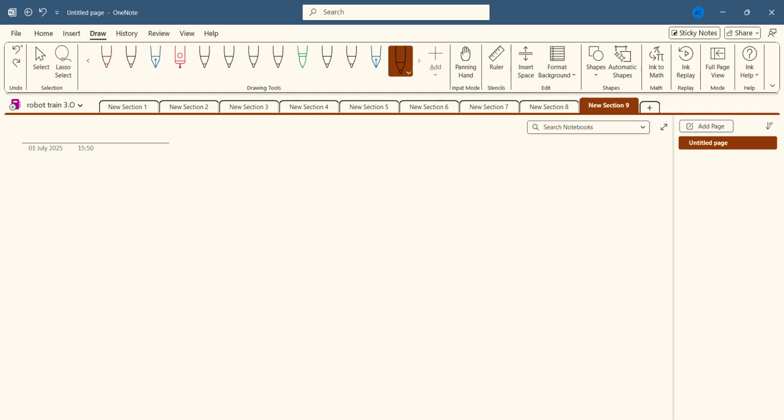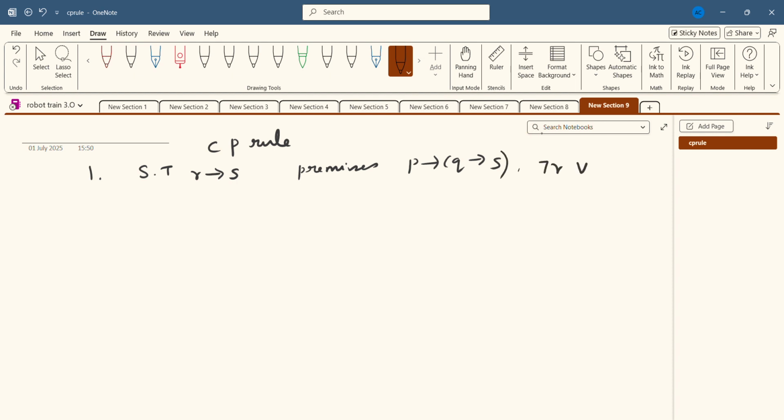Today we can solve the problem by using CP rule. The very first problem, show that R conditional S can be derived from the premises P conditional Q conditional S, negation R disjunction P and Q. So this is the problem.